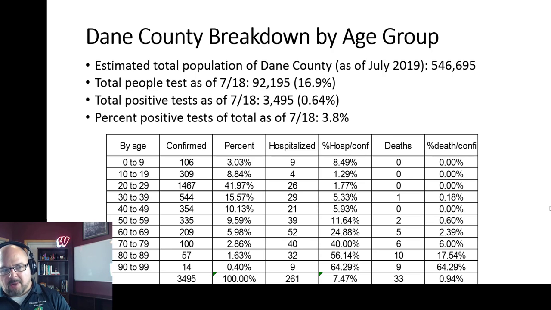But when you look at the percent positive tests as a total, it's about 3.8%. But the thing is, it's 3.8% despite the higher numbers we've had recently, so that even more shows an upward trajectory.